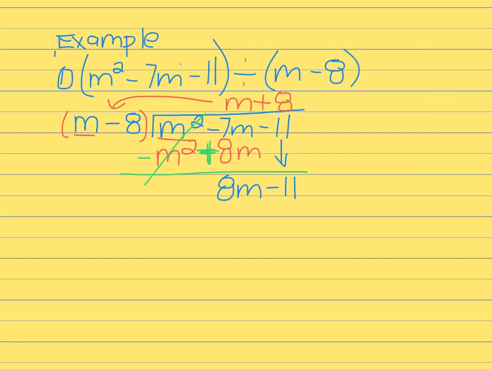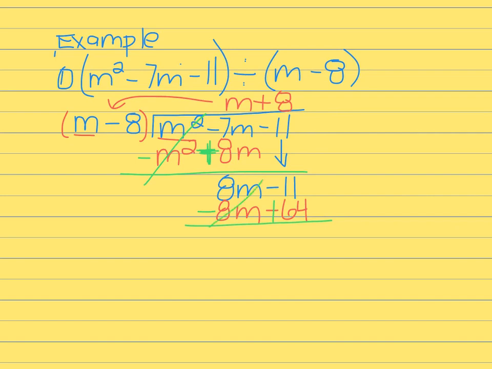8 times m is 8m, and 8 times negative 8 is negative 64. So I just distributed that through. Now I'm ready to subtract again. So subtracting this and then subtracting a negative again turns to the plus, and that is the trickiest part. If you don't change all your signs, you will do the wrong thing and get the wrong number.